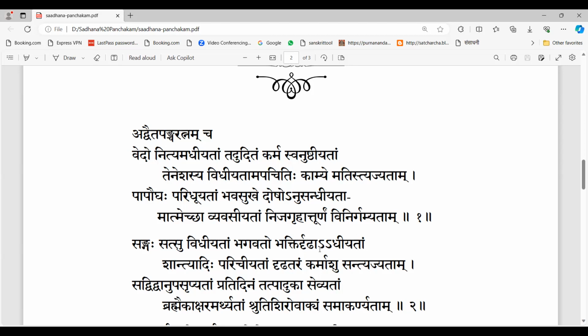Interesting is that you will see the Karmani Lot, the Karmani Prayoga. The entire Panchakam is in the passive voice.